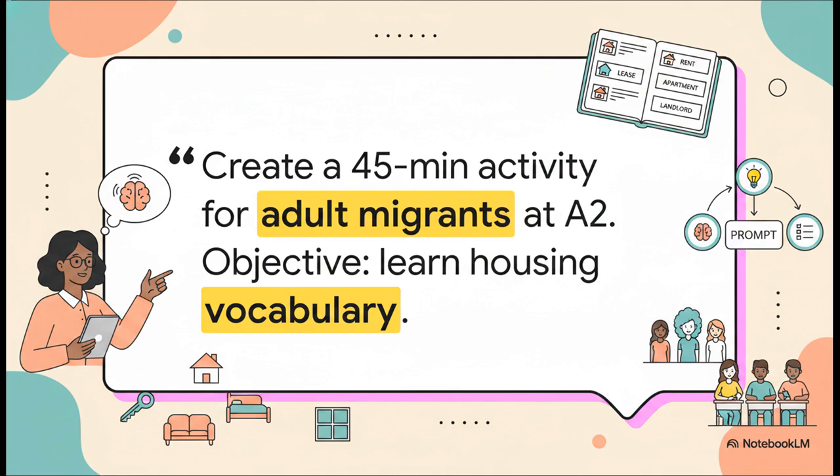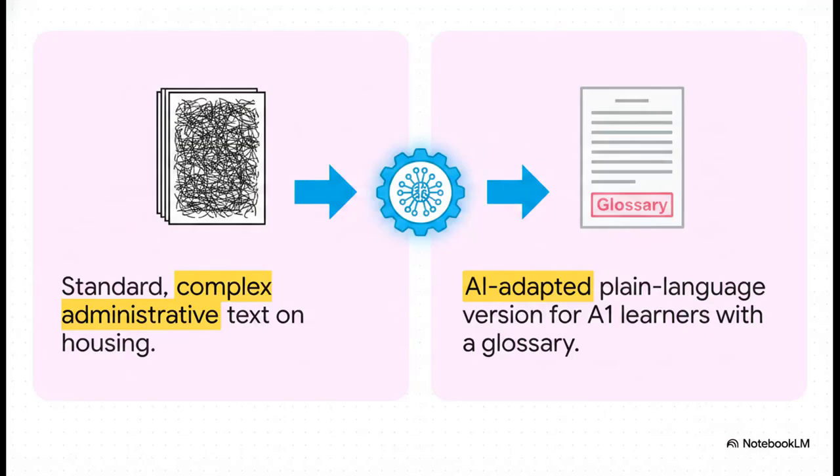It takes seconds, but it directly serves your learner's immediate life needs. You can also use AI to take those incredibly dense, intimidating administrative documents and instantly transform them into accessible, plain language texts that an A1 learner can actually grasp. Imagine handing a beginner student a real, complex rental agreement or a dense government circular. It's totally overwhelming.